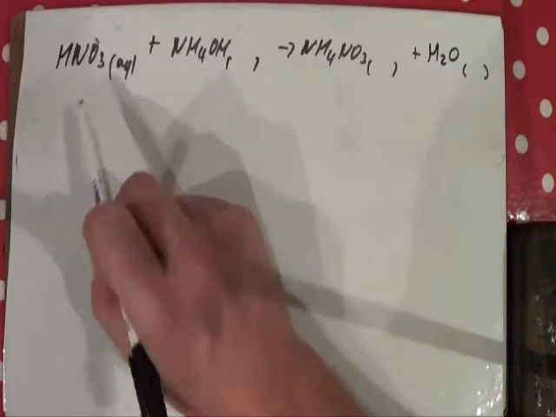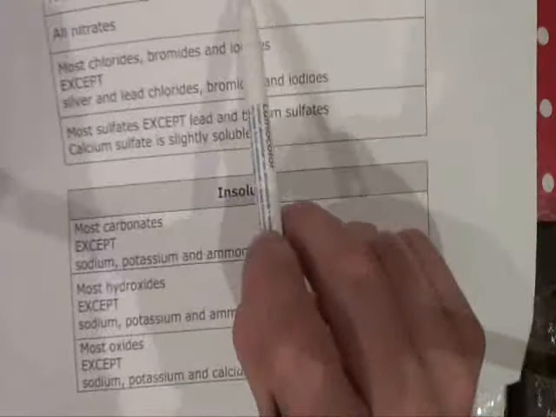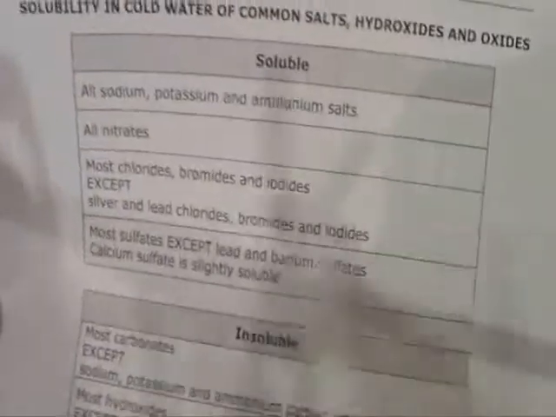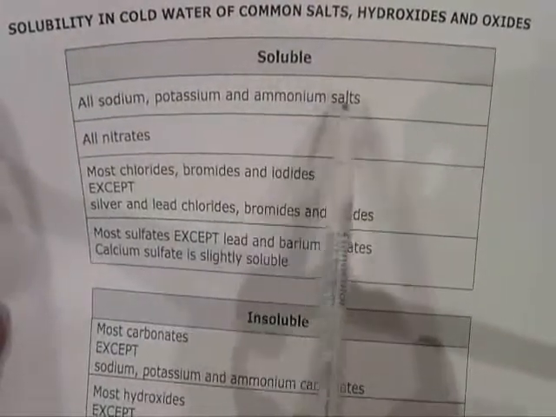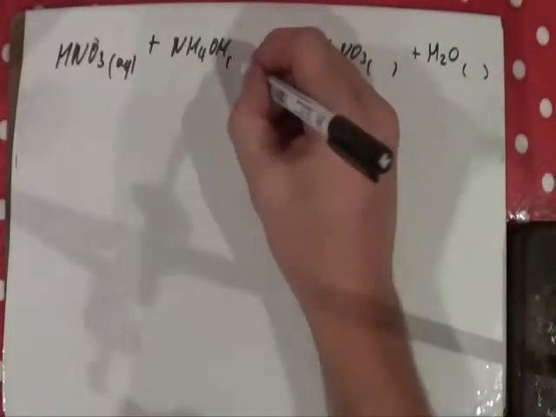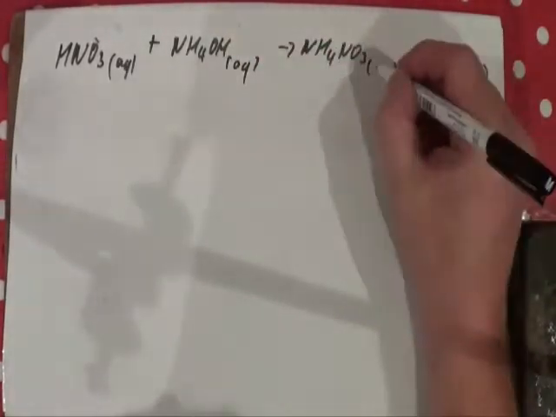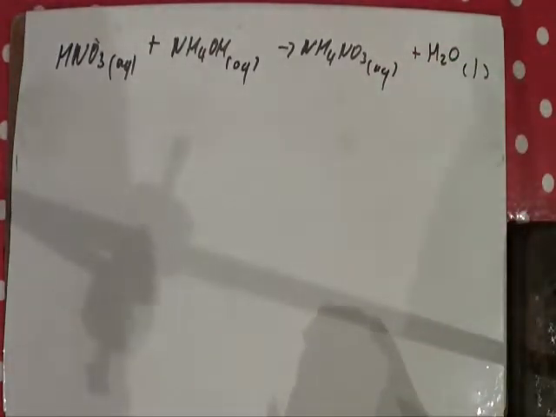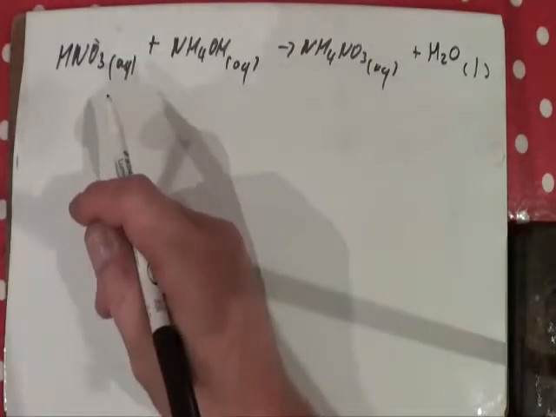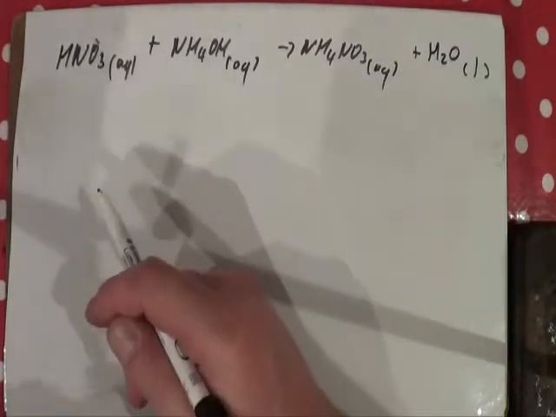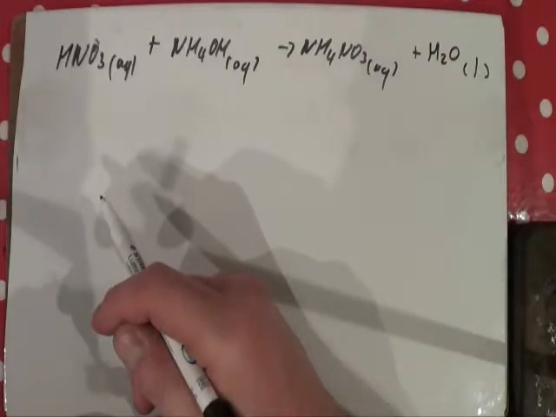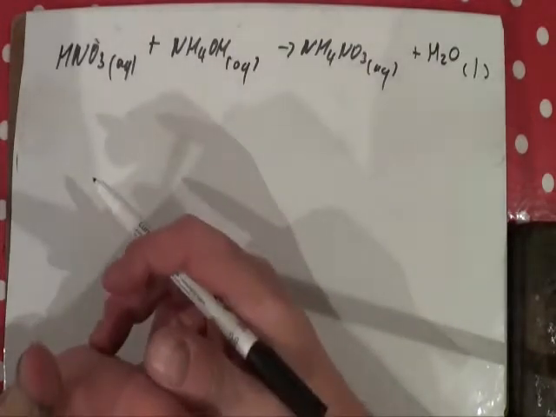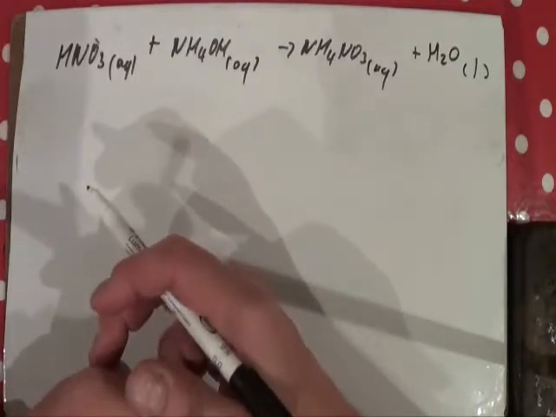Right, let's have a look. I just wrote aqueous for nitric acid because you should know by now that acids are aqueous. So we have ammonium hydroxide, soluble. Our first row here says all ammonium salts are soluble. So ammonium hydroxide is aqueous. This is ammonium nitrate. We apply the same rule. And water, remember, is not aqueous, it's liquid. Okay, so step 3 in your set of rules tells you to rewrite the equation but split up all the ionic substances and all of the acids.